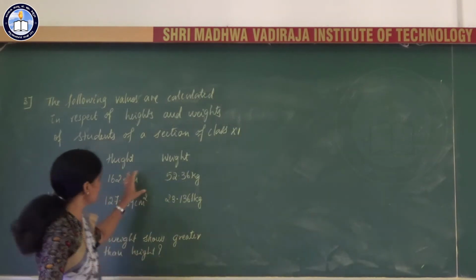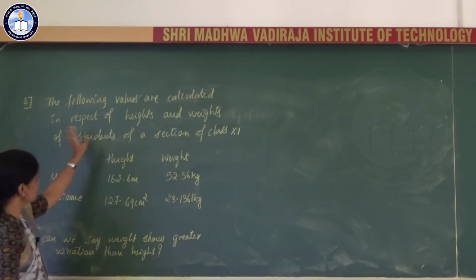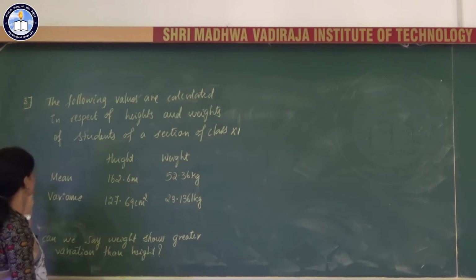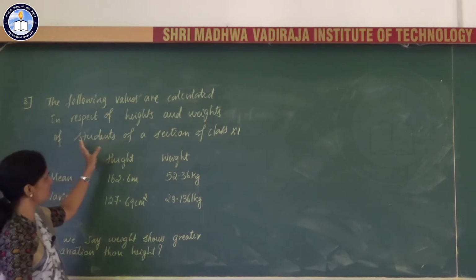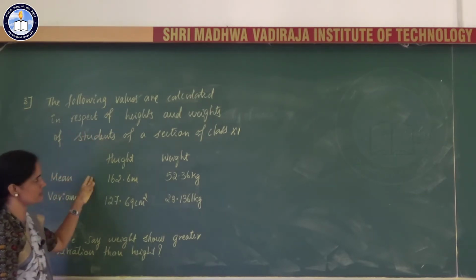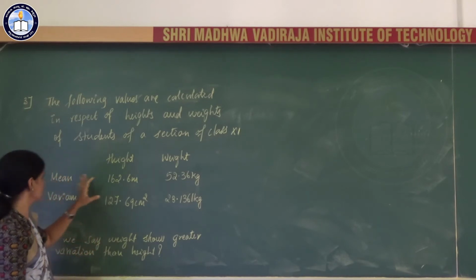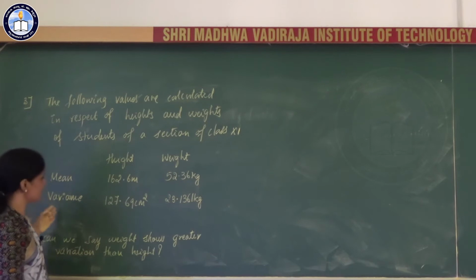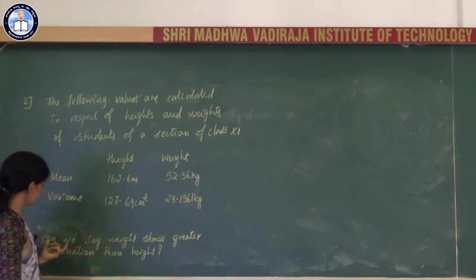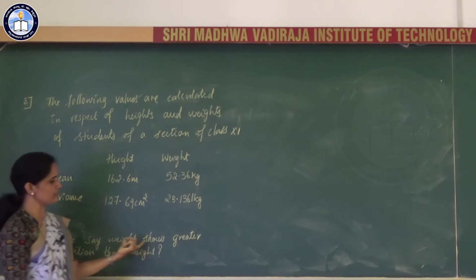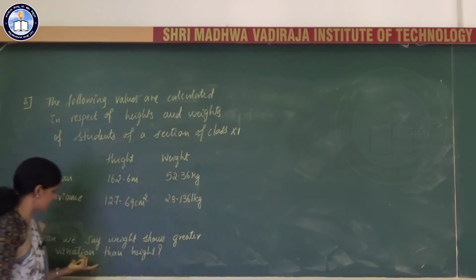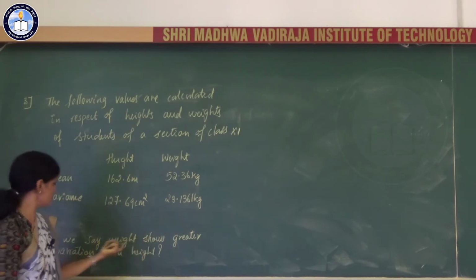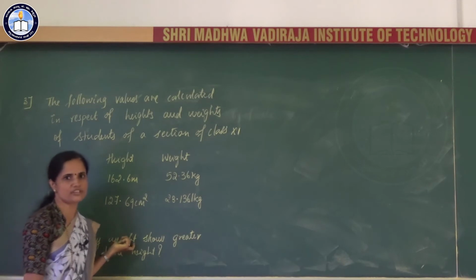So this is the third problem that we want to discuss. The following values are calculated in respect of heights and weights of the students of a section of class 11th, your class, and height and weight are listed out like this, and mean and variance are given. You must answer this question: can we say that weight shows greater variation than height?